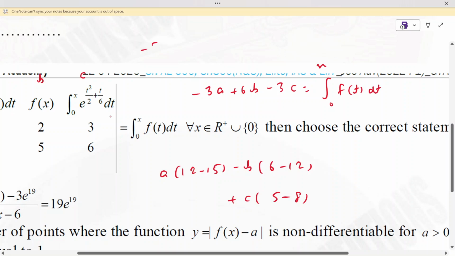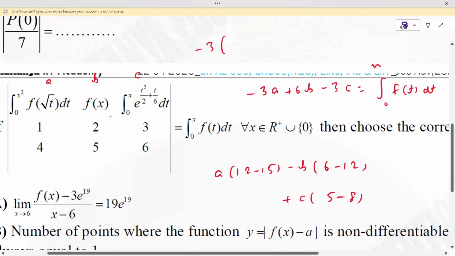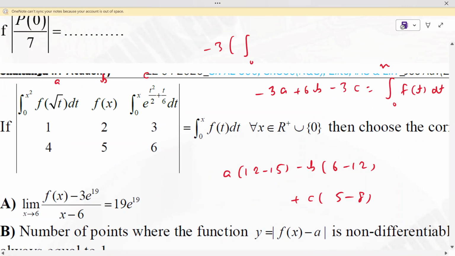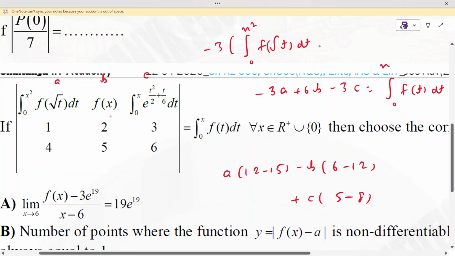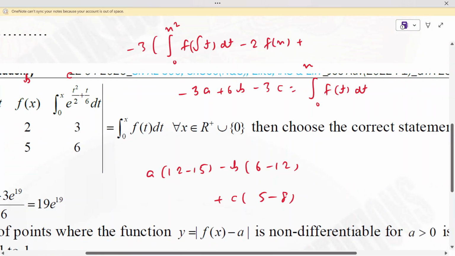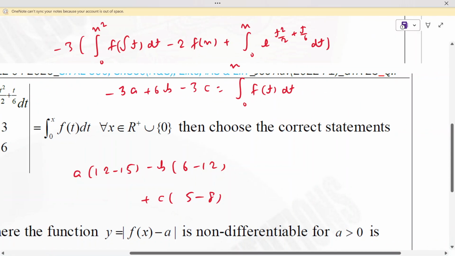So it is minus 3A plus 6B minus 3C, which should be 0 to x f(t) dt. Now let's put the values there. So minus 3 times A, where A is 0 to x square f root 3 dt, and minus 2B will become minus 2 f(x) plus 0 to x e raised to the power t square by 2 plus t by 6 dt will come. And that is equal to 0 to x f(t) dt. Fine.